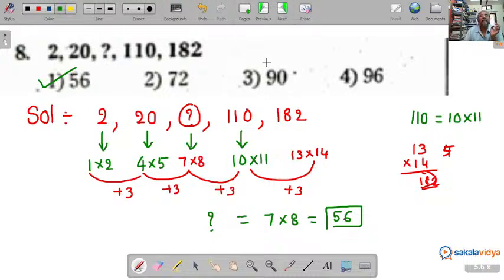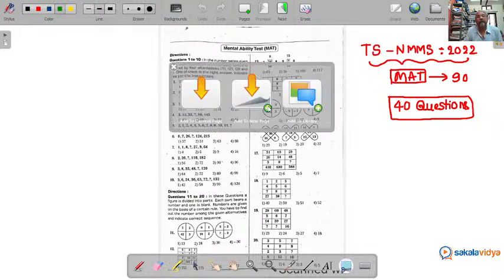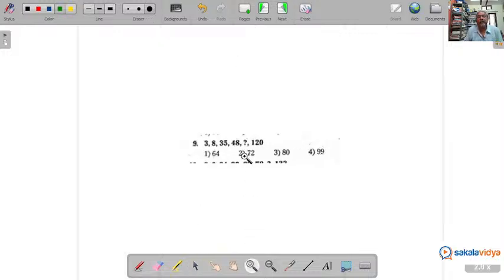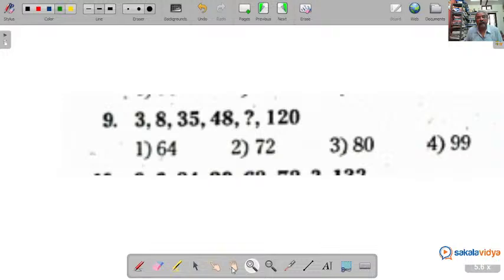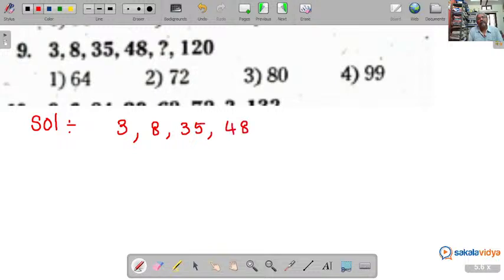Okay, next let us move to the 9th one. This is the 9th question, right? See 3, 8, 35, 48, question mark and 120.